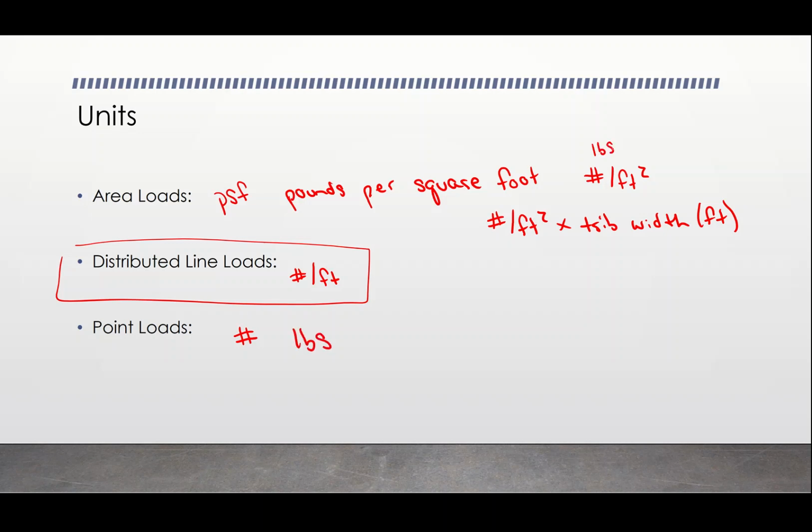So this could be pounds, or we could have kips, which is equal to 1,000 pounds. When we get to point loads, we should just be getting pounds, kips, whatever the case may be. So now we're going from area loads to distributed loads to point loads. Hopefully that's the goal. I'm going to do one little example, and then we'll do the majority of it, but it's just something to think about.